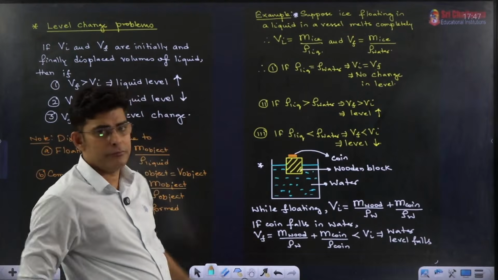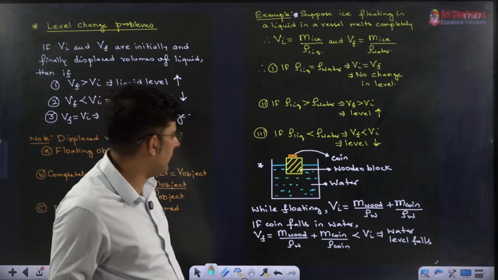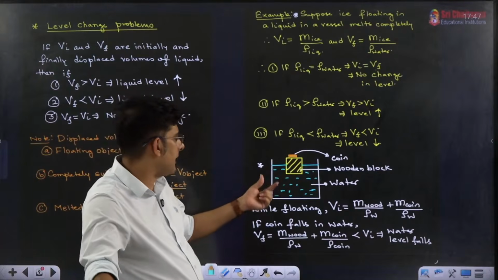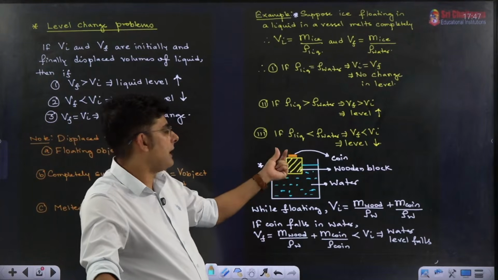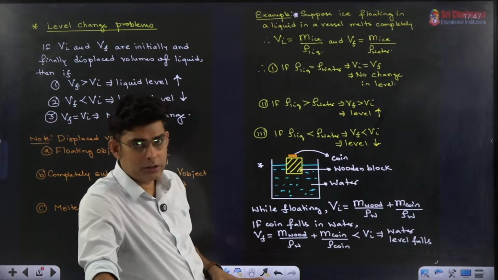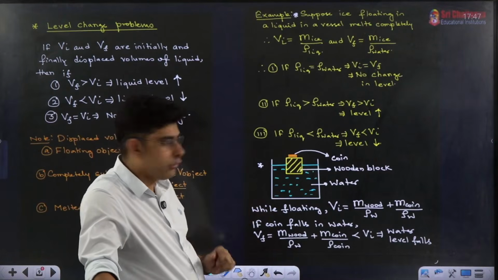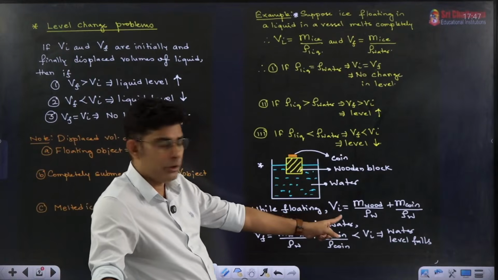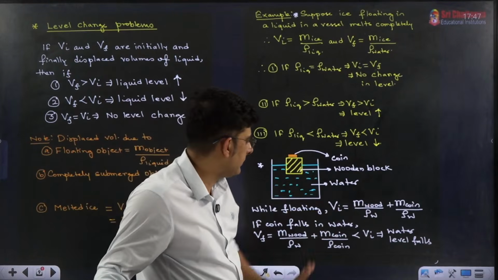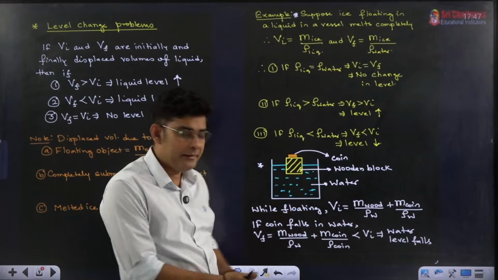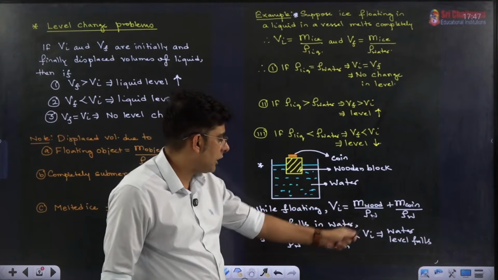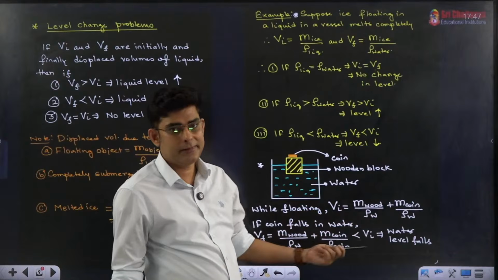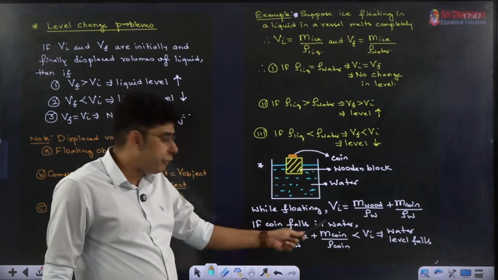One more example, very common and asked many times in different competitive exams. A wooden block has a coin over it and it is floating in water, right? What happens when the coin falls down? Simple, first both were floating. What I said, while floating, displaced volume is mass of floating object by density of liquid. So mass of wood by density of water plus mass of coin by density of water. That's it, initial. Now when the coin falls, what will happen?